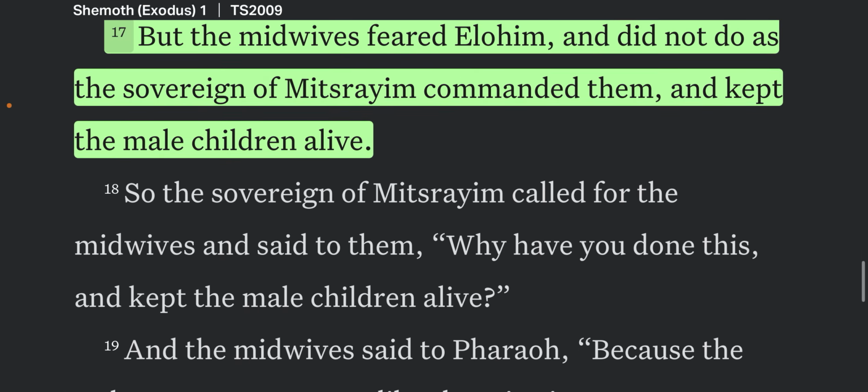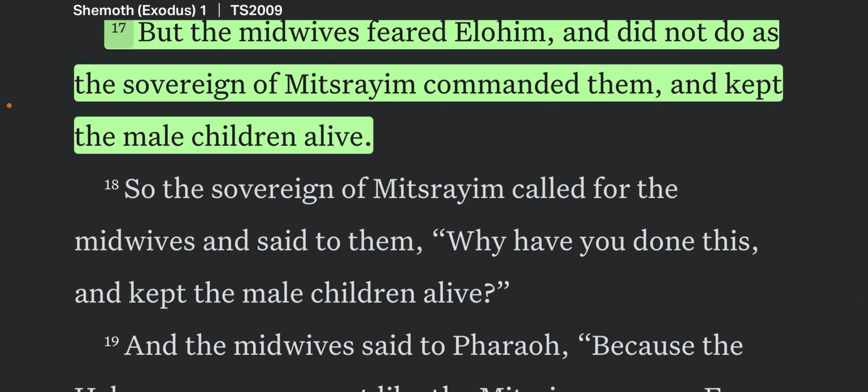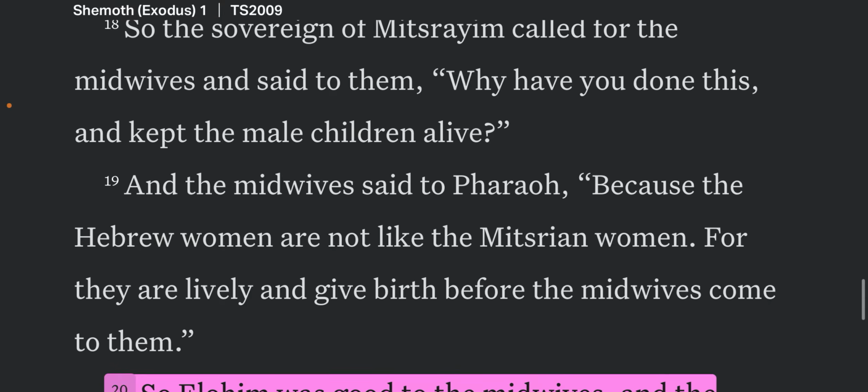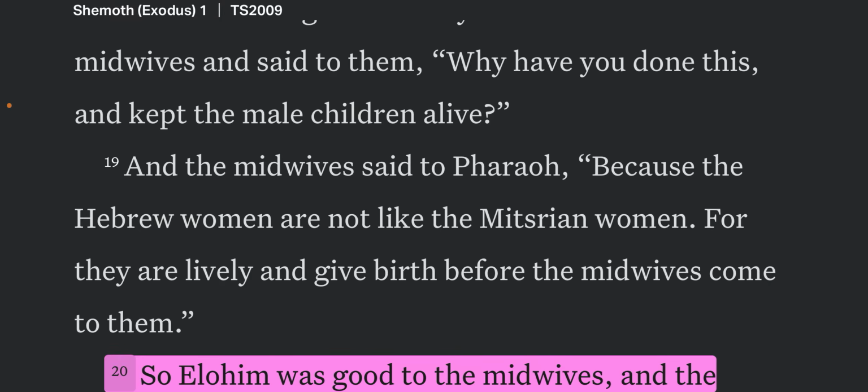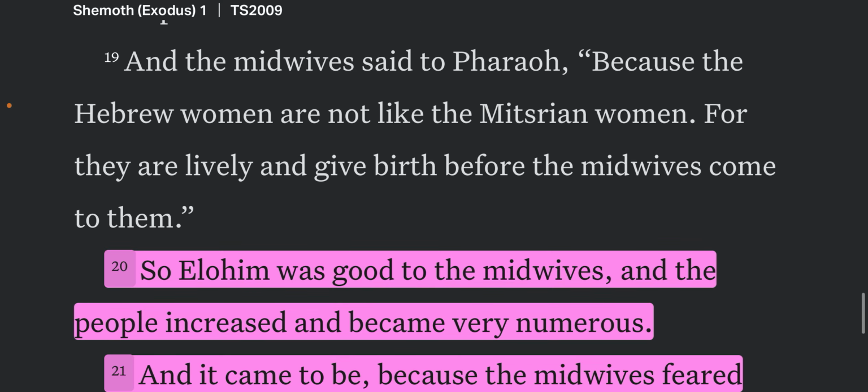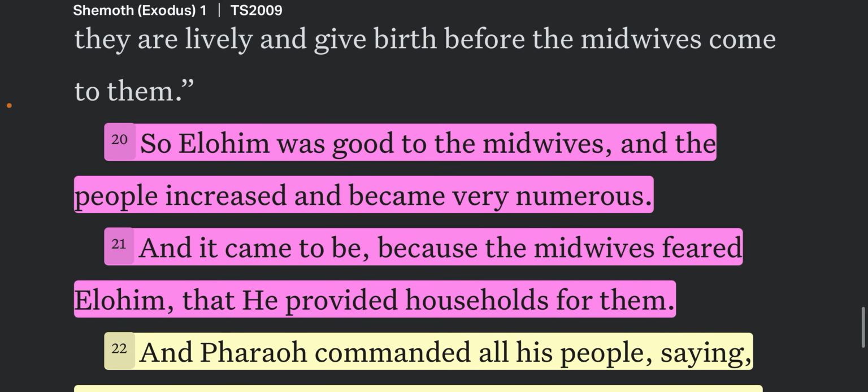But the midwives feared Elohim and did not do as the sovereign of Mizraim commanded them, and kept the male children alive. So the sovereign of Mizraim called for the midwives and said to them, why have you done this and kept the male children alive? And the midwives said to Pharaoh, because the Hebrew women are not like the Mizraim women, for they are likely and lively, and give birth before the midwives come to them. So Elohim was good to the midwives, and the people increased, and they became very numerous. And it came to be, because the midwives feared Elohim, that he provided households for them.